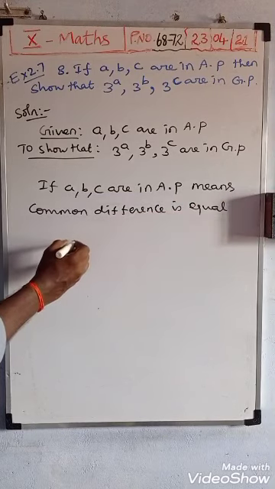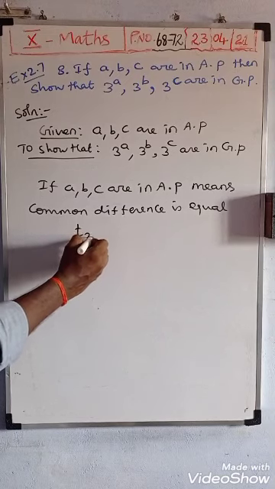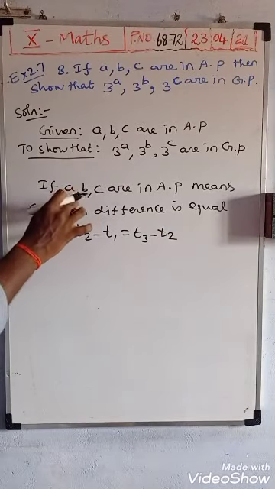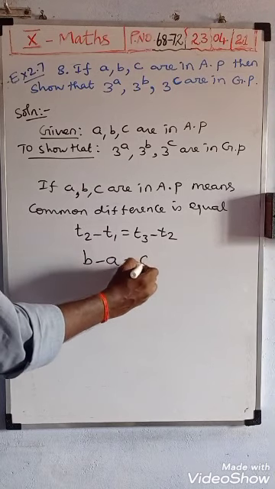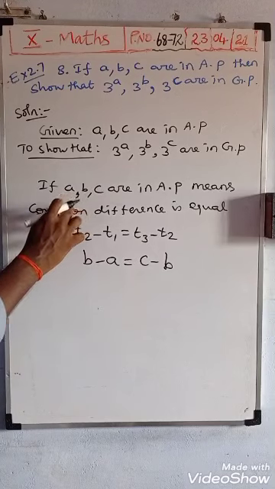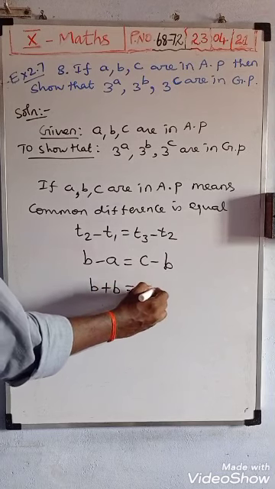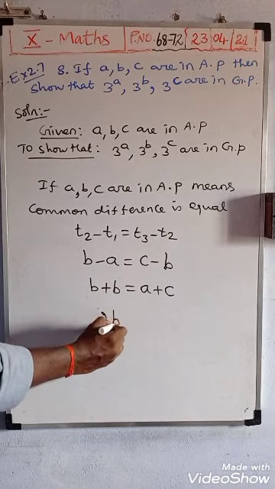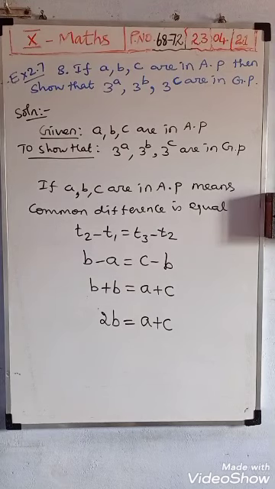So you equate the common difference. What is that? T2 minus T1 is equal to T3 minus T2, because here only three terms are given. Common difference equate, so b minus a is equal to c minus b. Here, second term minus first term, third term minus second term. Now minus b this side comes plus b, minus a that side goes plus a. So a plus c will be on the right hand side. Now b plus b you add, means 2b is equal to a plus c.